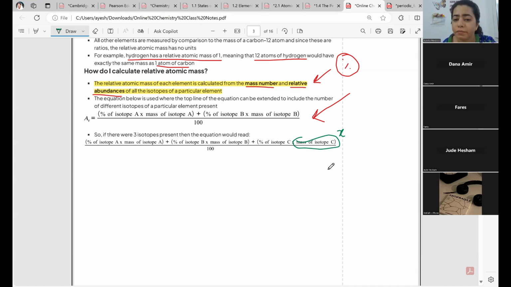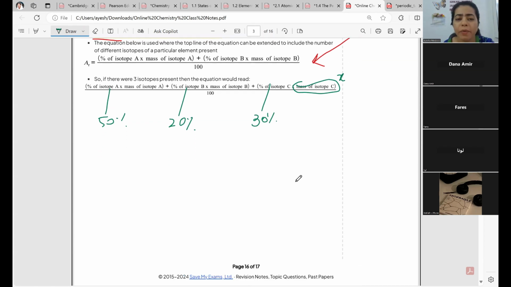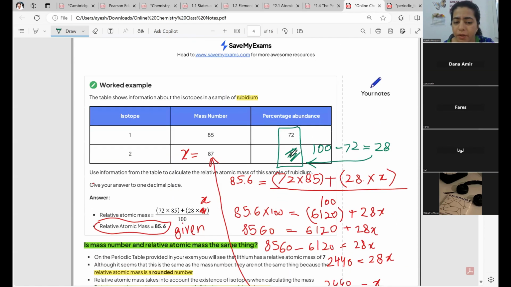Miss, what if they didn't give us the percentage abundance of the third one? Then the first abundance, second, third together is 100. Let's say they are telling you that this isotope is 50%, this is 20%, third is not given. So total should be 100. So it means this is 30%, because 50, 20, 30 is 100. So isotope percentage you can easily get, even if there are 3, 4, 5 isotopes. And mass you can find by the formula, consider it as an X, and then just do the calculation. Okay, so as many isotopes as we have, we can use the same method.